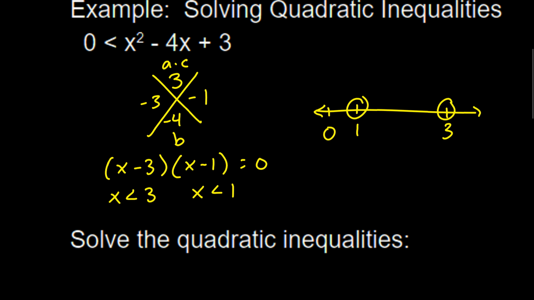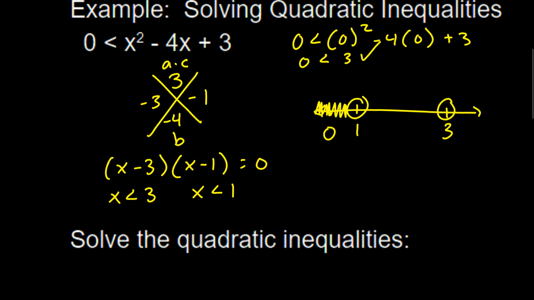I'm going to check 0. So in for x, what am I going to put? 0. What is this right-hand side going to end up with? 3. Is 3 greater than 0? Yes, it is. So does this work? So which way should I shade? From the boundary point of 1 to the left. This region works.